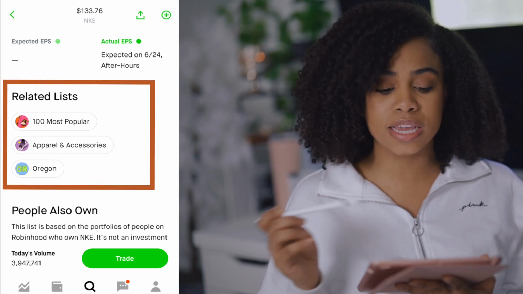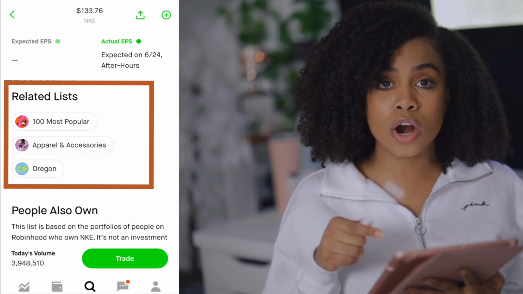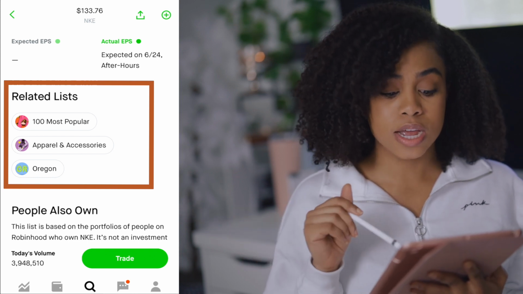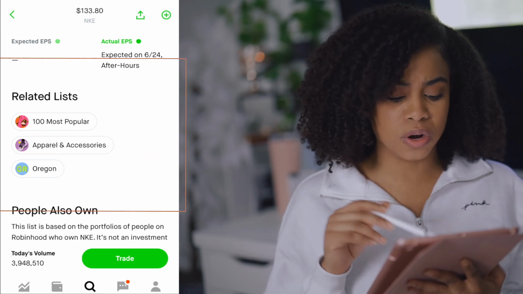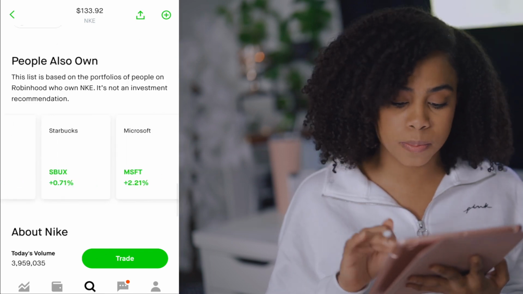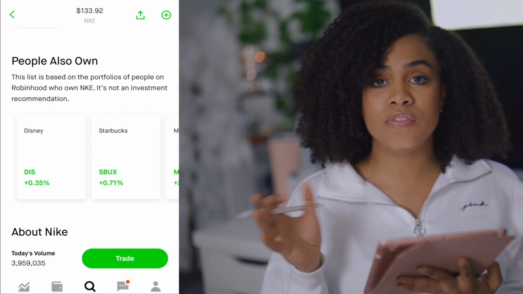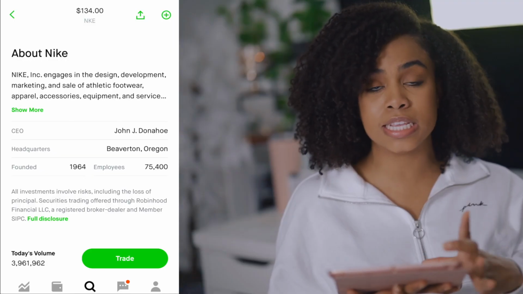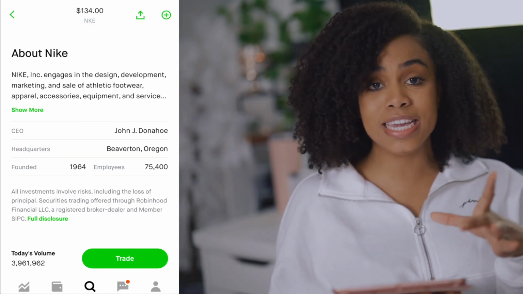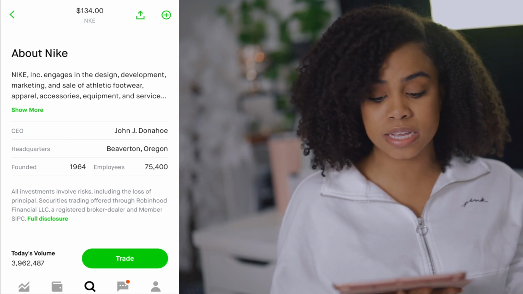So Robinhood has certain lists where they categorize stocks. So right here, Nike is a part of 3 lists. They are a part of 100 most popular stocks, apparel and accessories, and Oregon. People also own Disney, Starbucks, Microsoft, Visa, Walmart, Netflix, Coca-Cola, Apple, Facebook, etc. Finally, at the bottom of this search page, going down, you see about Nike. You see Nike's description, which involves who their CEO is, where their headquarters is, etc.